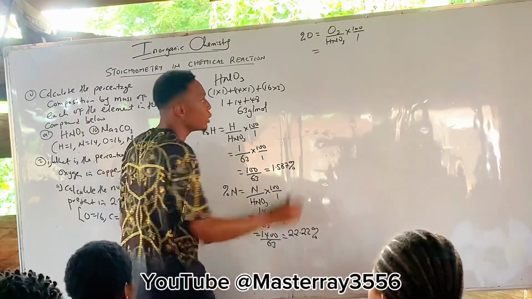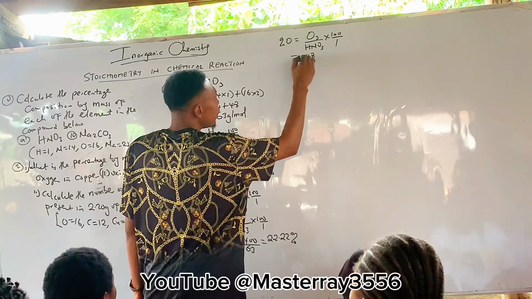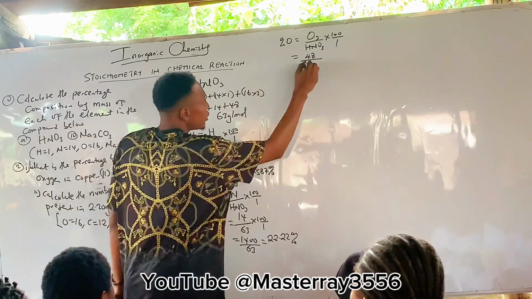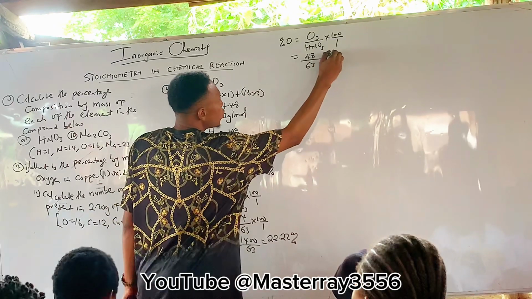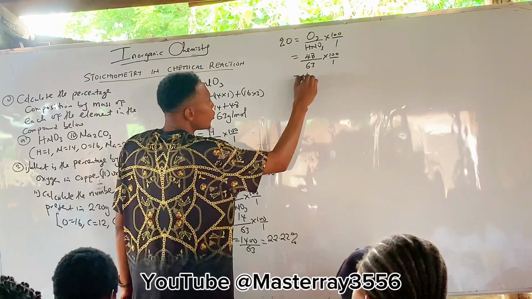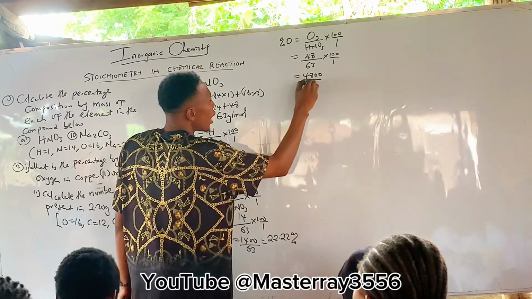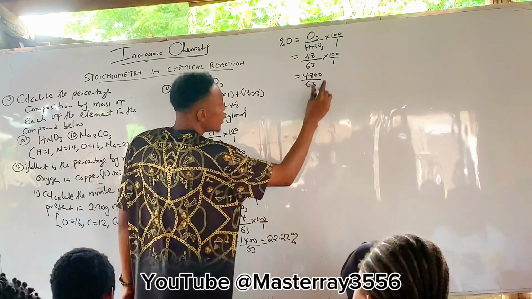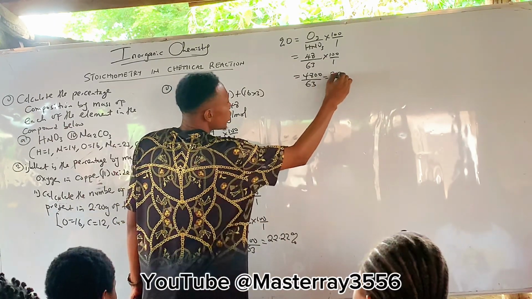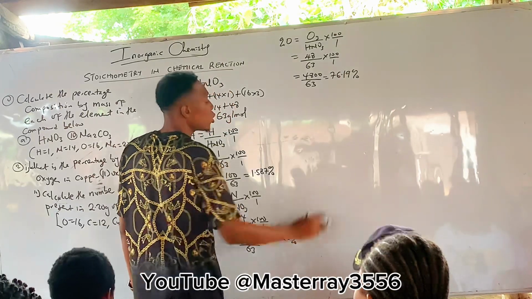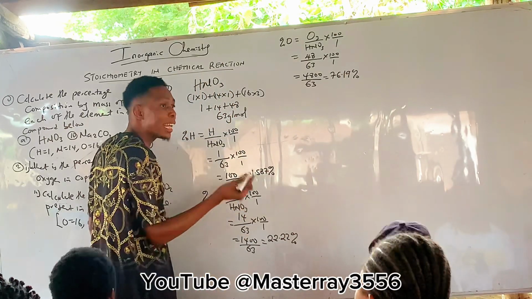Are you following? We give us 48 all over HNO3, which is how many? 63. Then times 100 over 1. So 48 times 100, 4800 over 63. 4800 divided by 63 is 76 point what? 19%.